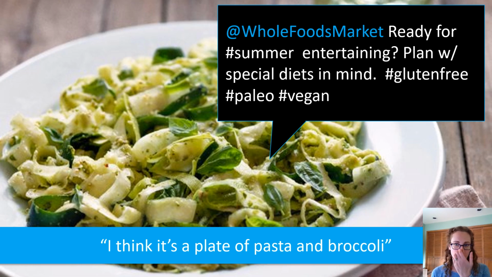This is an example of a tweet from the feed that we used. In this case, the participant would hear the tweet itself read aloud by the screen reader. So they would hear that Whole Foods Market tweeted, "Ready for hashtag summer entertaining? Plan with special diets in mind, hashtag gluten-free." And in this case, we can see that there's a picture of some kind of pasta with vegetables in it. What they would hear was the AI system's description of the picture. They heard, "I think it's a plate of pasta and broccoli," which seems mostly correct. I think the vegetable actually looks more like basil than broccoli, but it's pretty close. There's a green vegetable. So that was an example of one of the good captions.